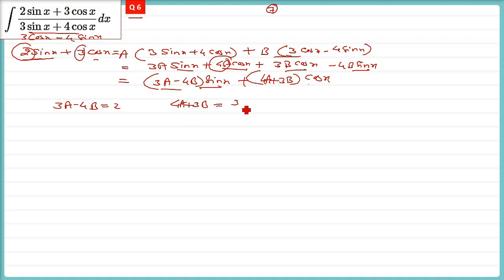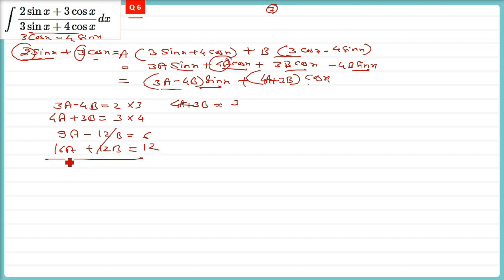So we have two equations now. 4a plus 3b equals 3. This is the second equation. Now we can find out the value of a and b. Just use the cross multiplication method. Multiply first by 3, second by 4. So this will be 9a minus 12b equals 6. This will be 16a plus 12b equals 12. Now add these two. 9a plus 16a is 25a, and 6 plus 12 is 18. So a will be equal to 18 by 25. I hope you will be able to solve for b. Just put this a in any of the equations. You will get b equals 1 by 25.